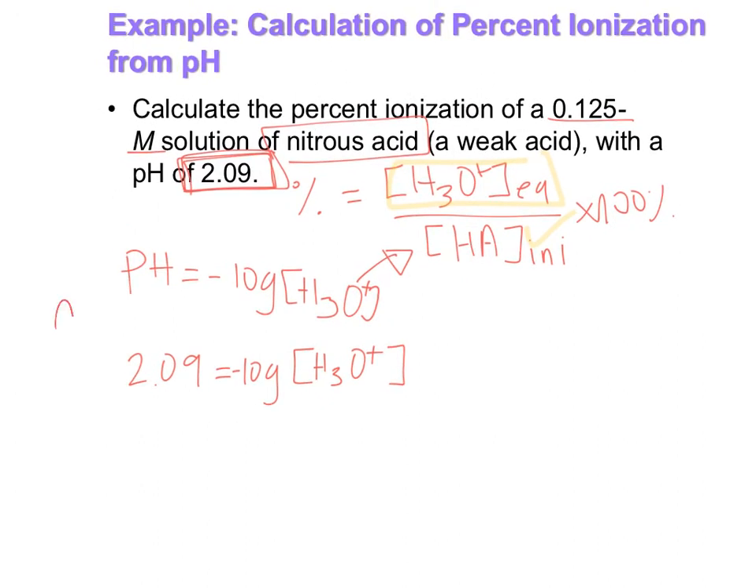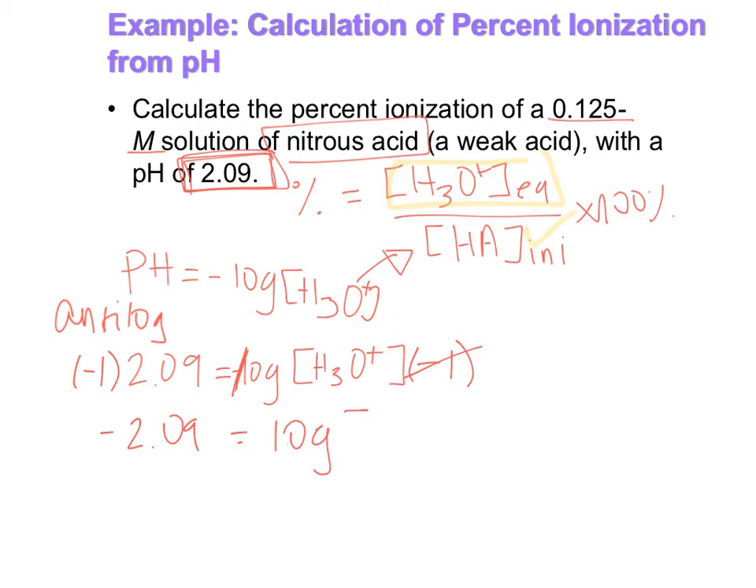So again, this is something called the anti-log. First we take away that negative sign, so we multiply both sides by -1. What this does to our right-hand side is take away that negative. Now we have negative 2.09 equals the log of the concentration of H3O plus.